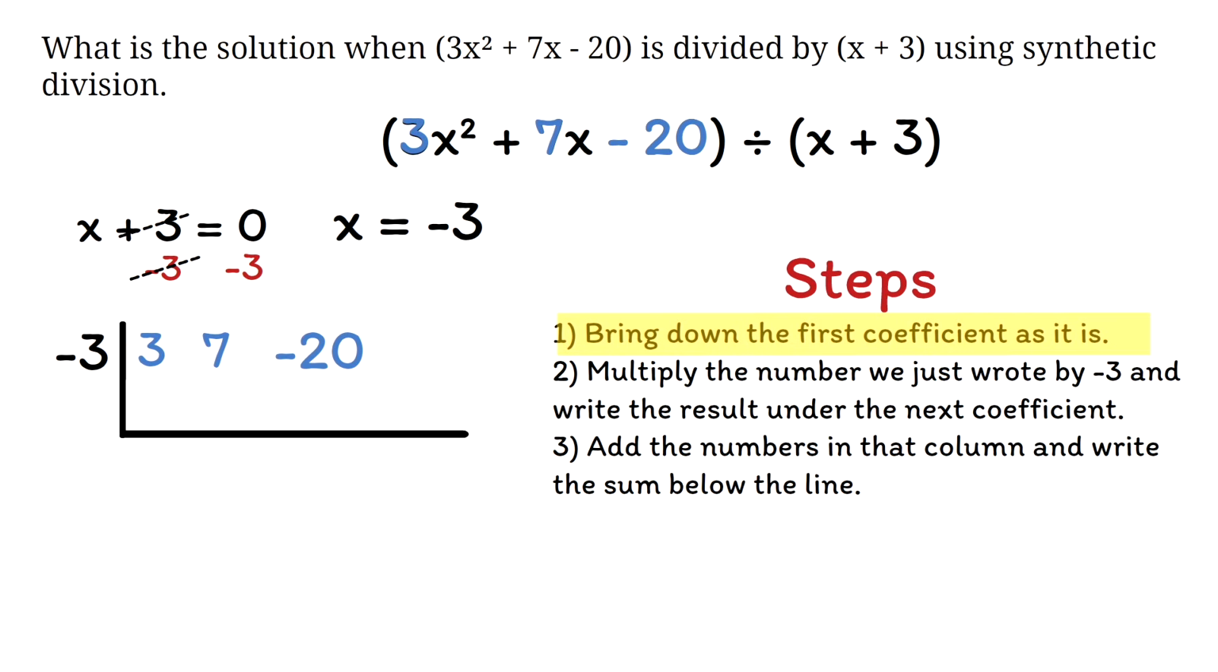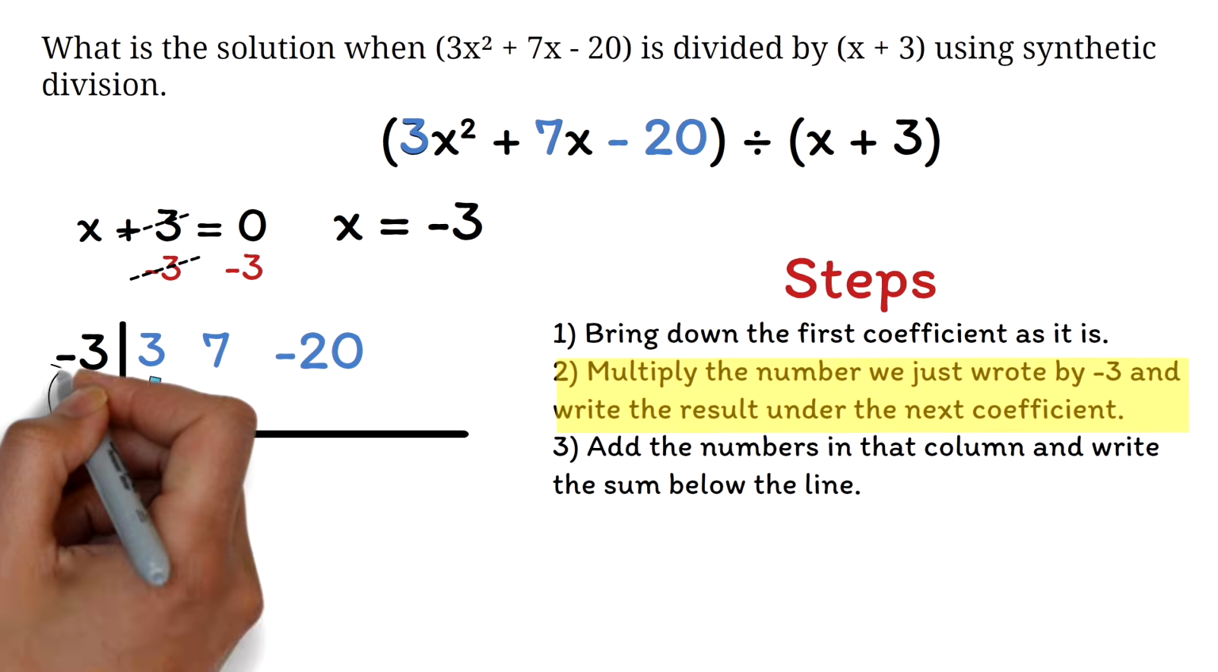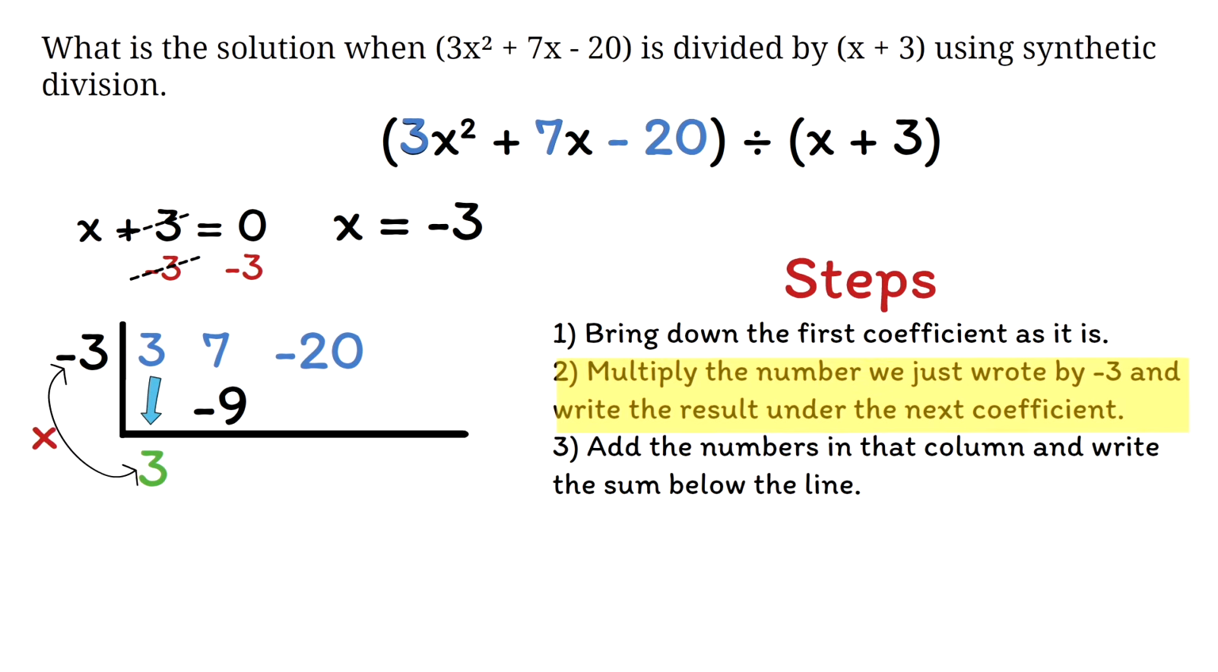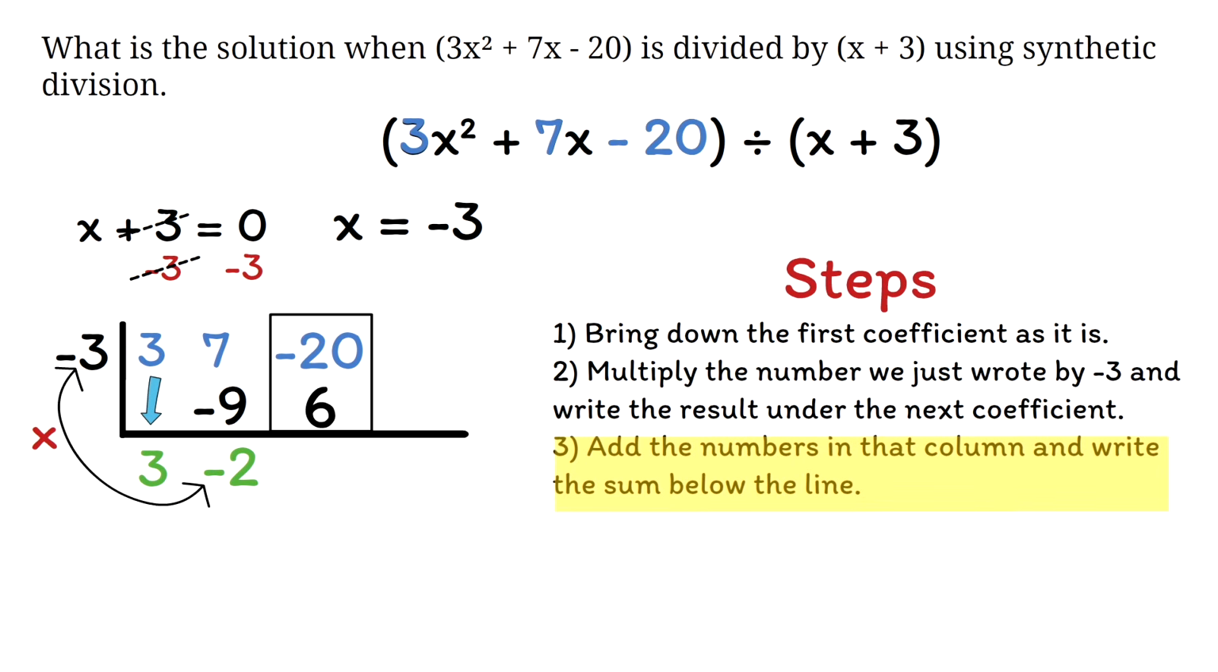First, we'll bring down the first coefficient, 3, just as it is. Next, negative 3 times 3 is negative 9. 7 plus negative 9 is negative 2. Negative 2 times negative 3 is 6. Finally, negative 20 plus 6 is negative 14. So, this is the end of the synthetic division.